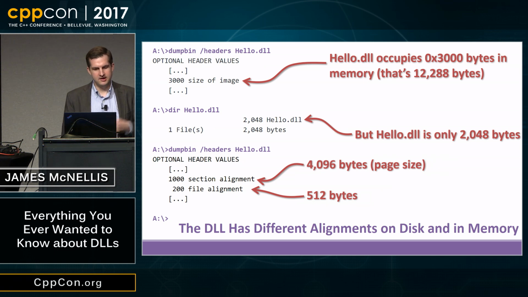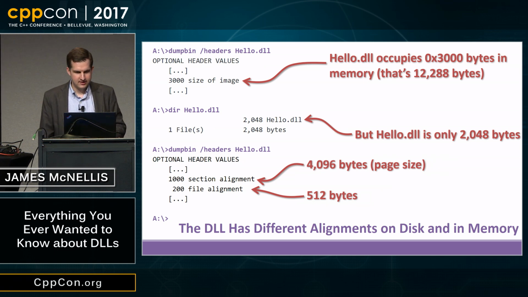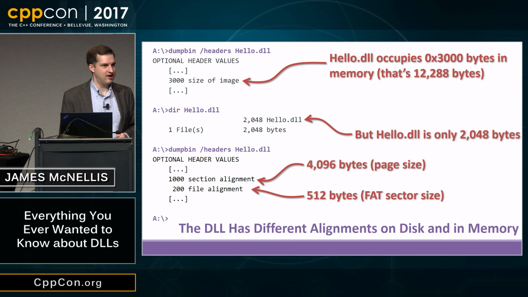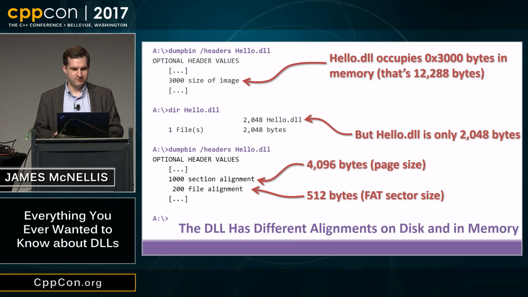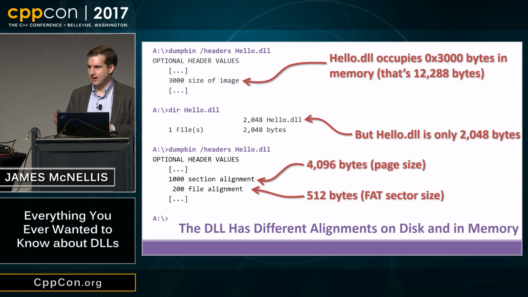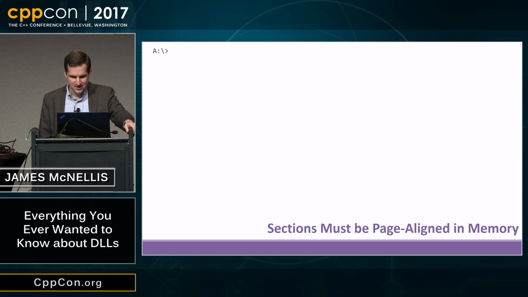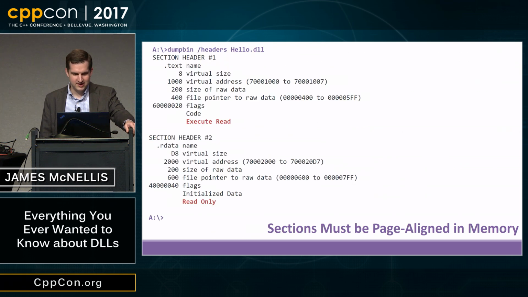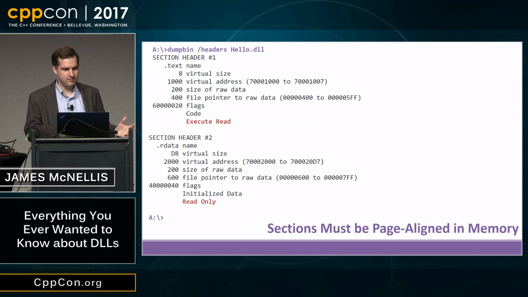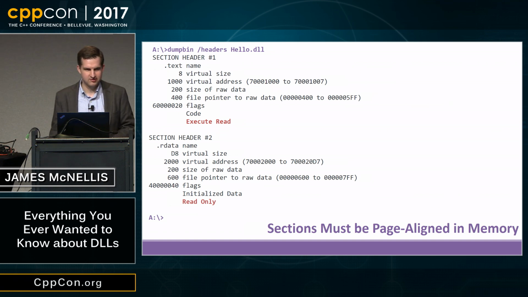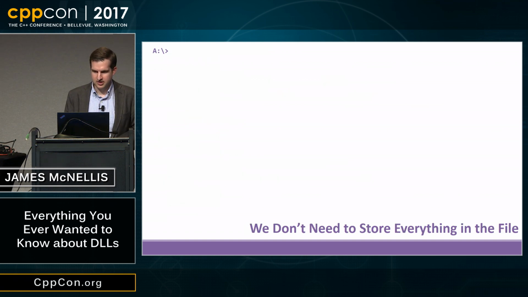In the file, though, it uses 512 byte alignment, and the reason is that's the FAT sector size. So back when this was designed, that was the default. You can actually change that. There's a linker option to change the alignment, so you can make it smaller if you wanted, but the default is probably fine for most purposes. So sections have to be page aligned in memory. This is what I was saying previously, that the text section has different permissions than the rdata section, so they have to be on different pages.